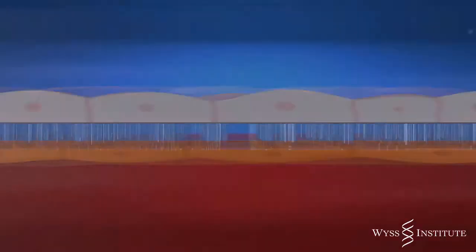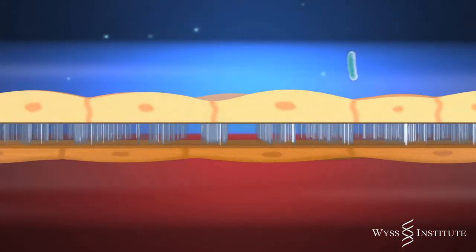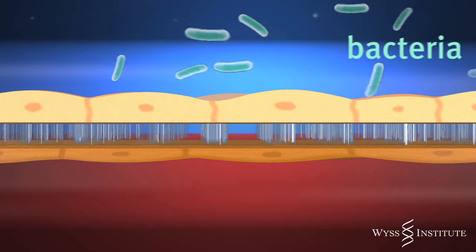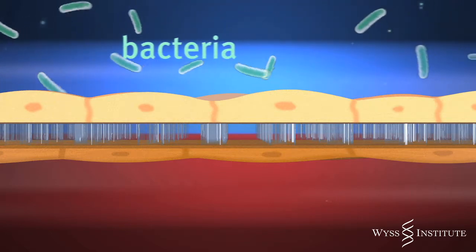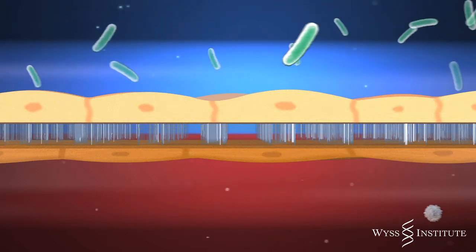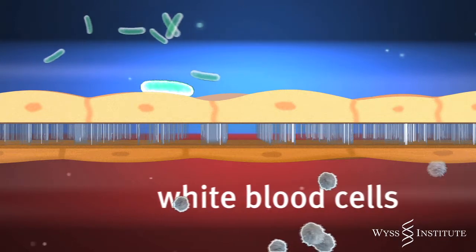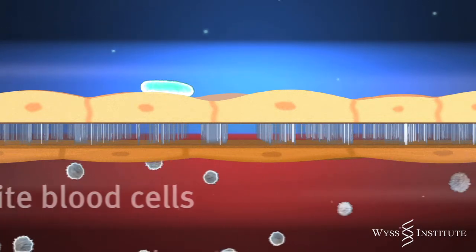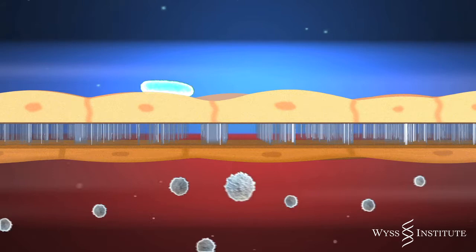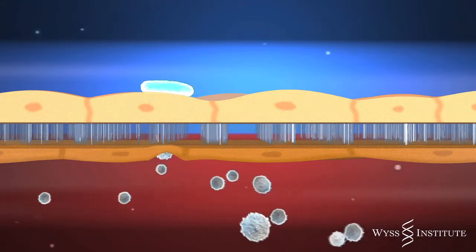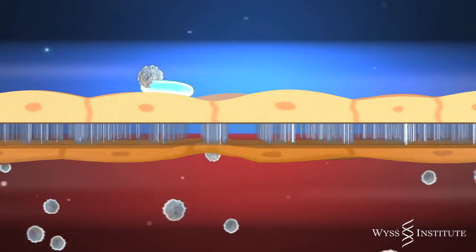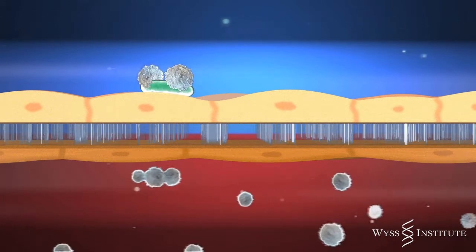To test how well the lung on a chip device replicates the natural responses of living lungs, we introduced bacteria into the air channel to mimic an infection. And we introduced white blood cells to the blood channel. We then saw the white blood cells migrate across the capillary cell layer, through the pores of the central membrane, and into the airspace where they engulfed the bacteria.